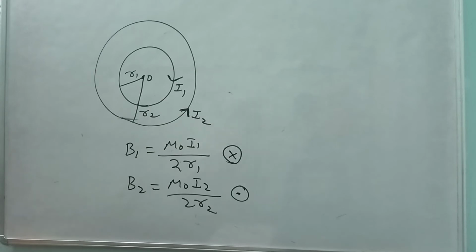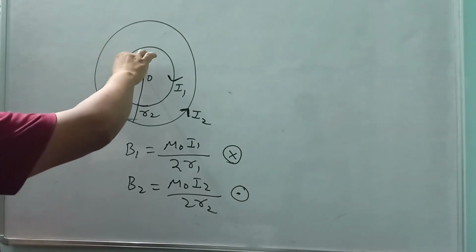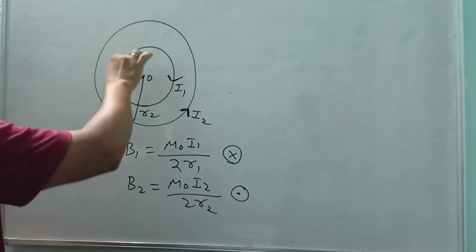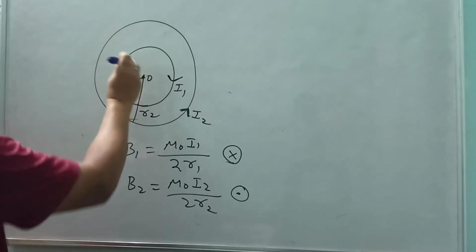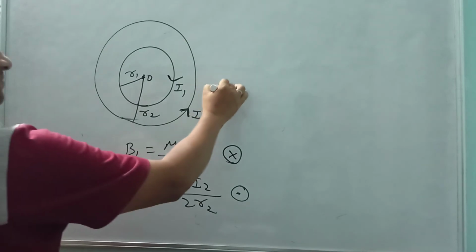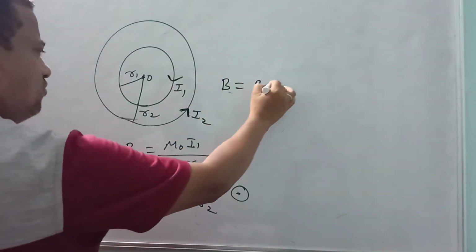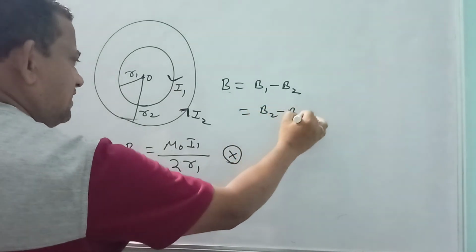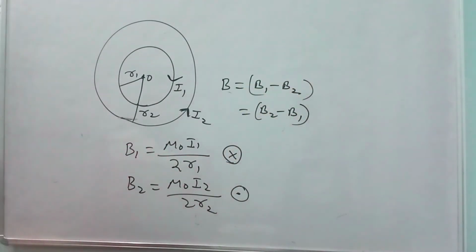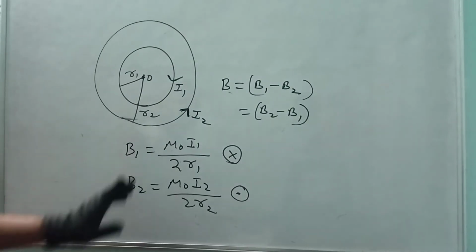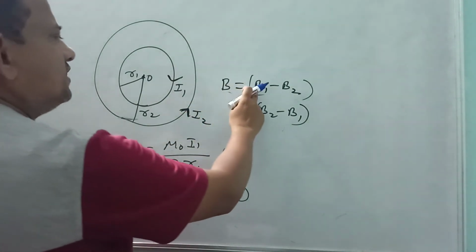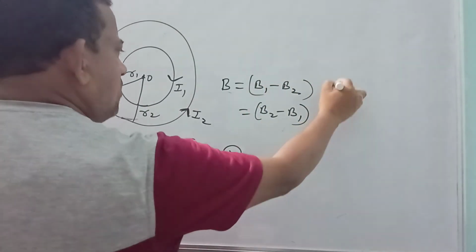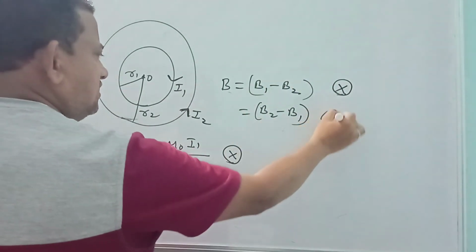So one is an inward magnetic field, another is an outward magnetic field. I mean both are in opposite directions. At this center, one is towards the board, or inward, another is outward, meaning towards you. So the net magnetic field will be a subtraction, either B1 minus B2 or B2 minus B1. Why? Because you don't know which one is greater. If B1 is greater, you take B1 minus B2 with direction inward, otherwise take the direction outward.